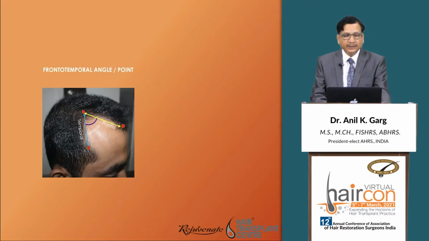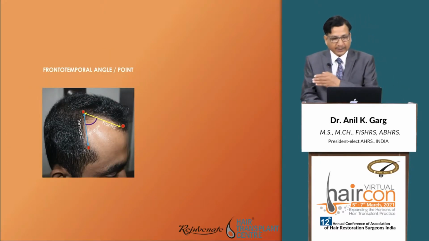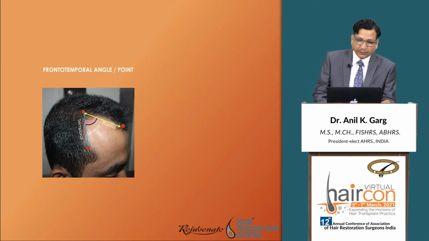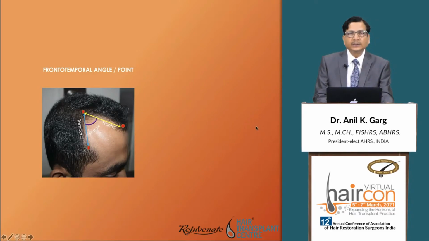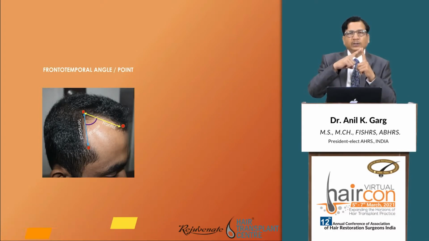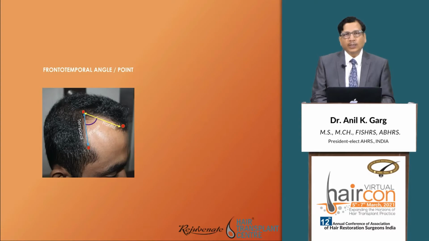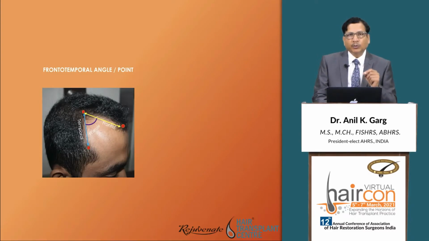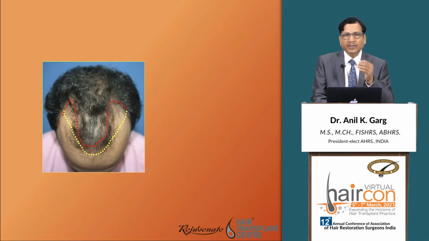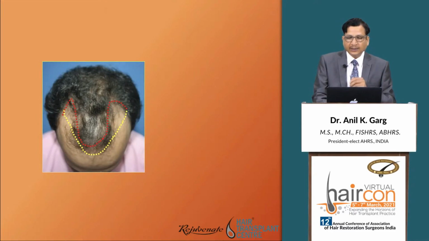Now the second is the frontotemporal angle or point. This is a very important landmark. Where the two lines meet, the frontal and the temporal line, that is the point of FTP, and the angle formed by the two lines is the frontotemporal angle, which is a very important landmark for the positioning or recreation of the anterior hairline. What happens in AGA? This FTP gets receded and there is a need to reposition it to maintain the facial proportion, and that is what we do.